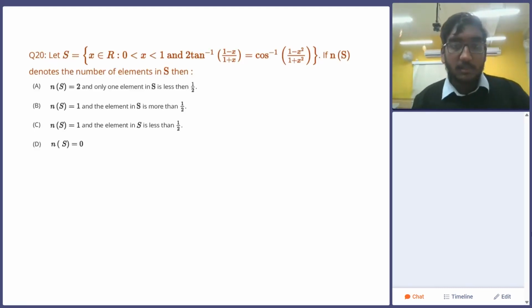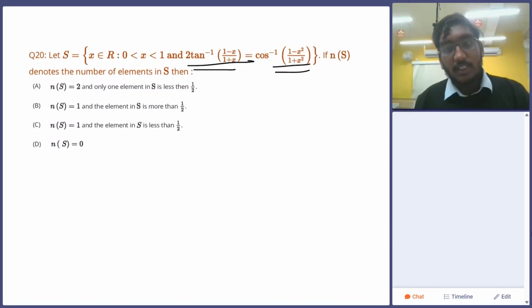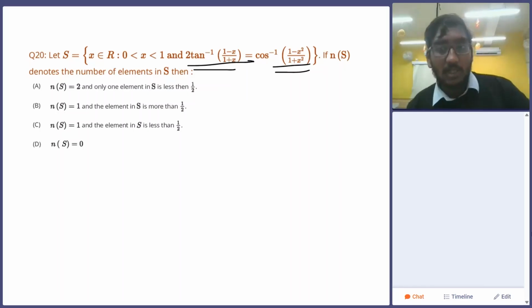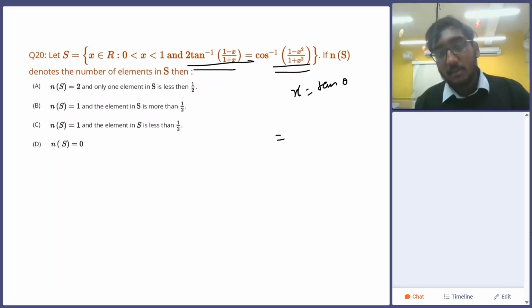So this question is from inverse trigonometry. Whenever you see such questions, you can think of what substitution can be done: 1 minus tan, 1 plus tan, 1 minus tan square, 1 plus tan square. These have formulas, right? So you just put x is equal to tan theta. What will happen? Right hand side will be cos inverse of 1 minus tan square upon 1 plus tan square, which is the same as cos 2 theta.